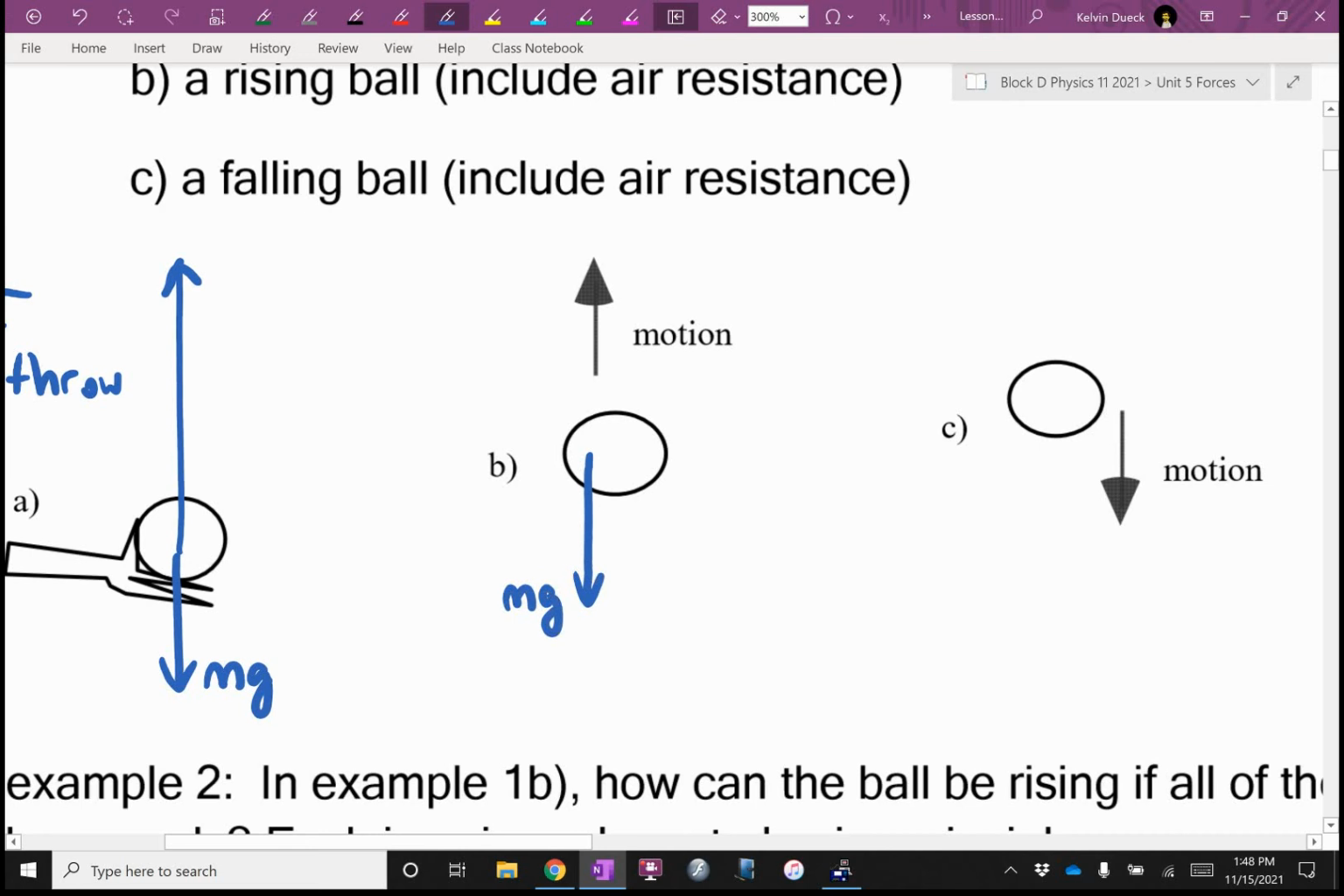What else does part B want me to include? What does it say in the instructions? To include what, Jan? Which way is air resistance? Which way is the ball moving? Air resistance is always the opposite direction of motion. So which way is air resistance?